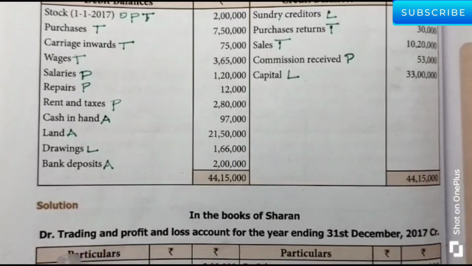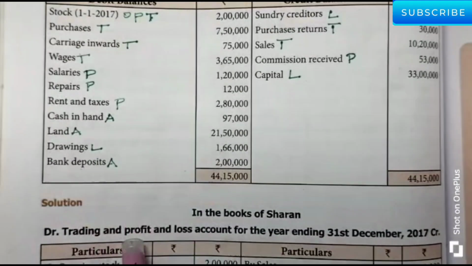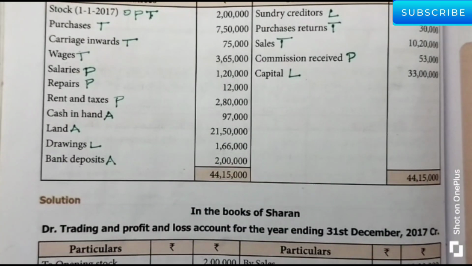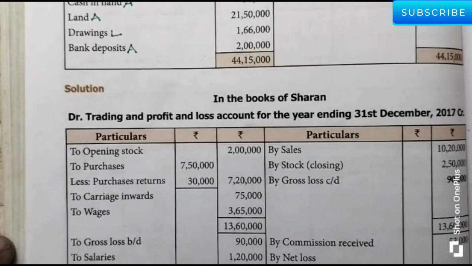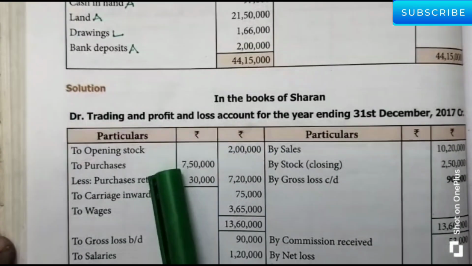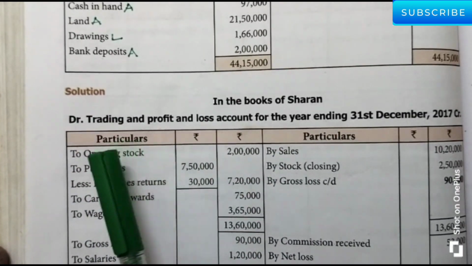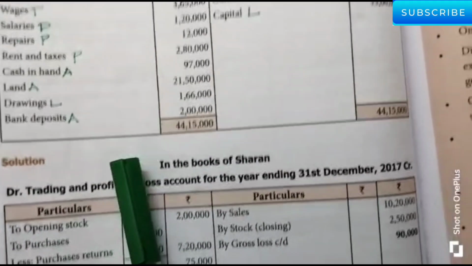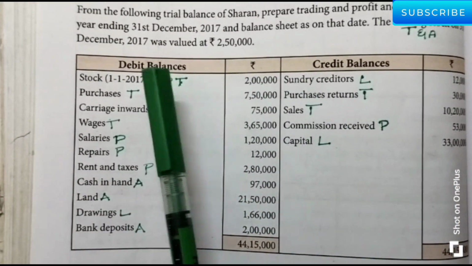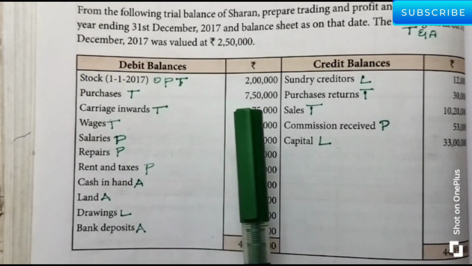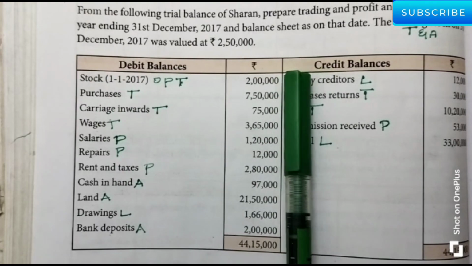First we are going to enter the trading account. The items given in the question, we are going to enter into the trading account, okay? In the trading account, you always start on the debit side, with opening stock, okay? On the trading account you always start with opening stock and end with closing stock. This is the format of the trading account, okay?